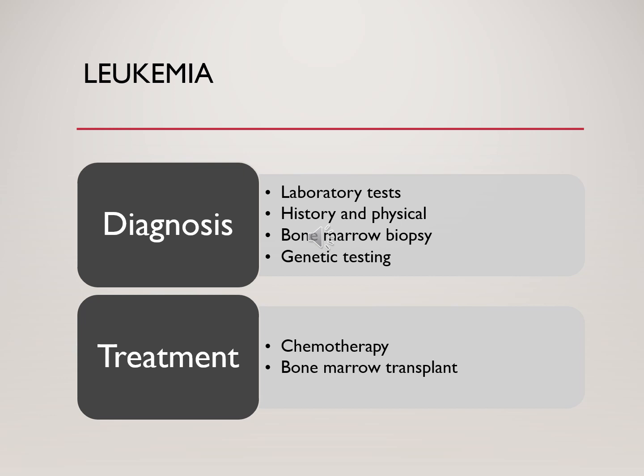Confirmation of the diagnosis of leukemia is usually followed by a bone marrow biopsy that shows what type of leukemia and the extent of the malignancy. Genetic testing can be performed on these cells to determine if there are any chromosomal abnormalities.